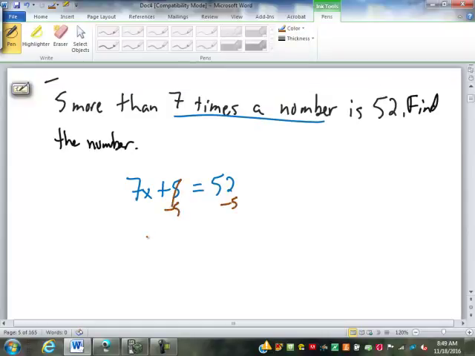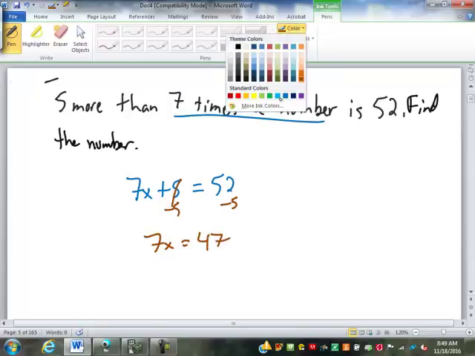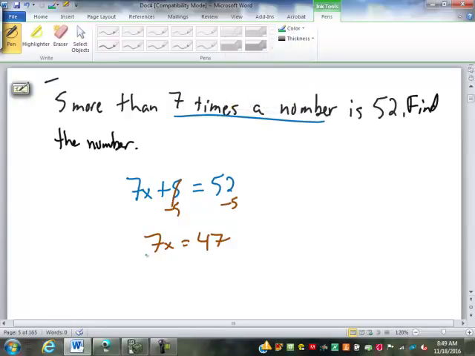Subtract 5. So 7x equals 47. And then divide by 7. So x equals 6.714285743, approximately.